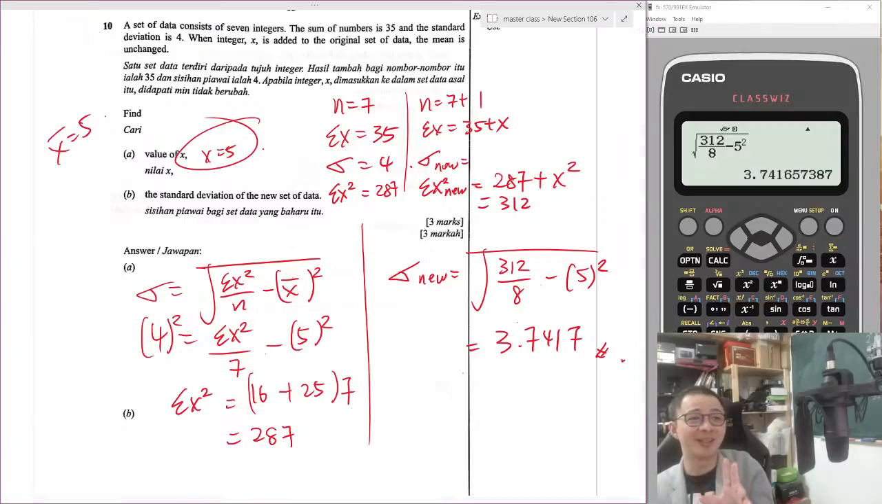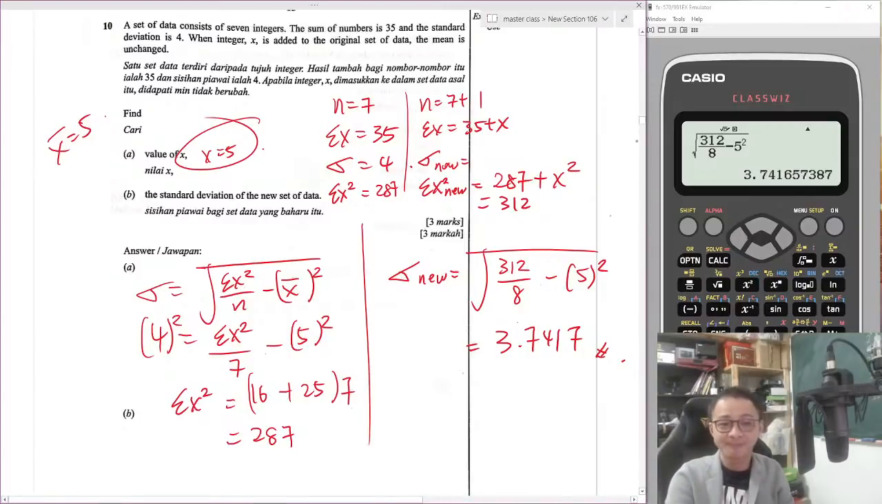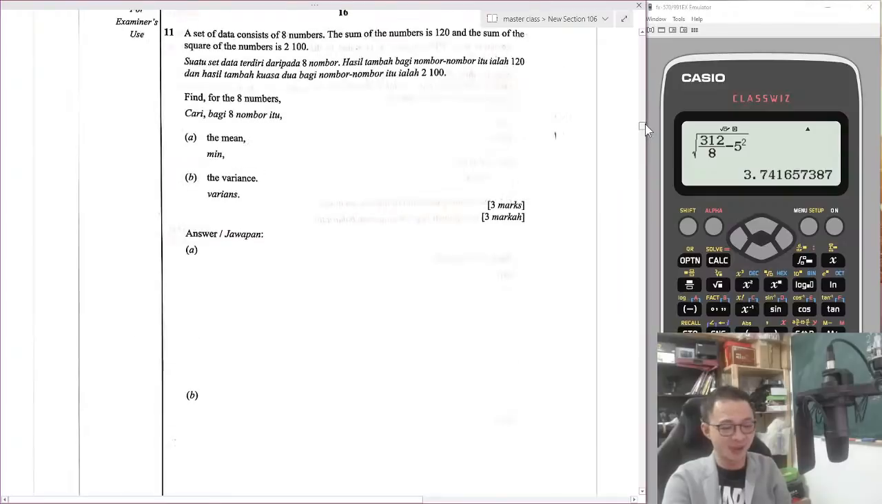Yeah, this question I think consider hard in this paper because the other question is way too easy. So far so good. You still have 15 more questions to go. Do you have any question you want to ask me? Yeah, I hope you know what is going on here. If you do not know, yeah, you can post the question at the comment.